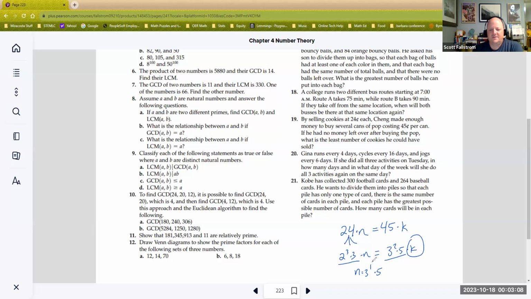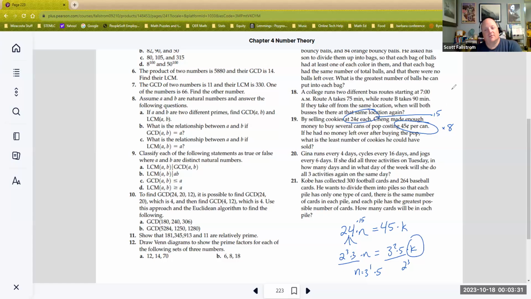So you'd need 15 cookies to be sold, so n is 15. And on the other side, you have a 3 squared, so that's done. You have a 5, so that's done. The only thing you're missing is a 2, and you need a 2 cubed. So that tells you how many cans of soda. So there'd be 8 of these, and there'd be 15 of those.